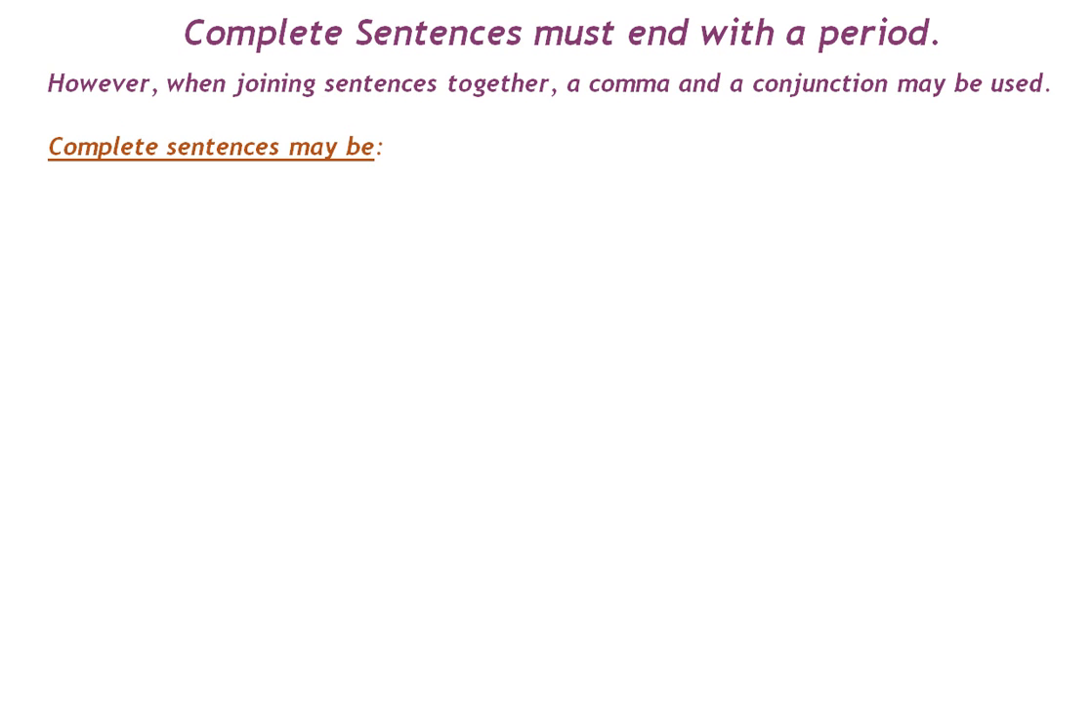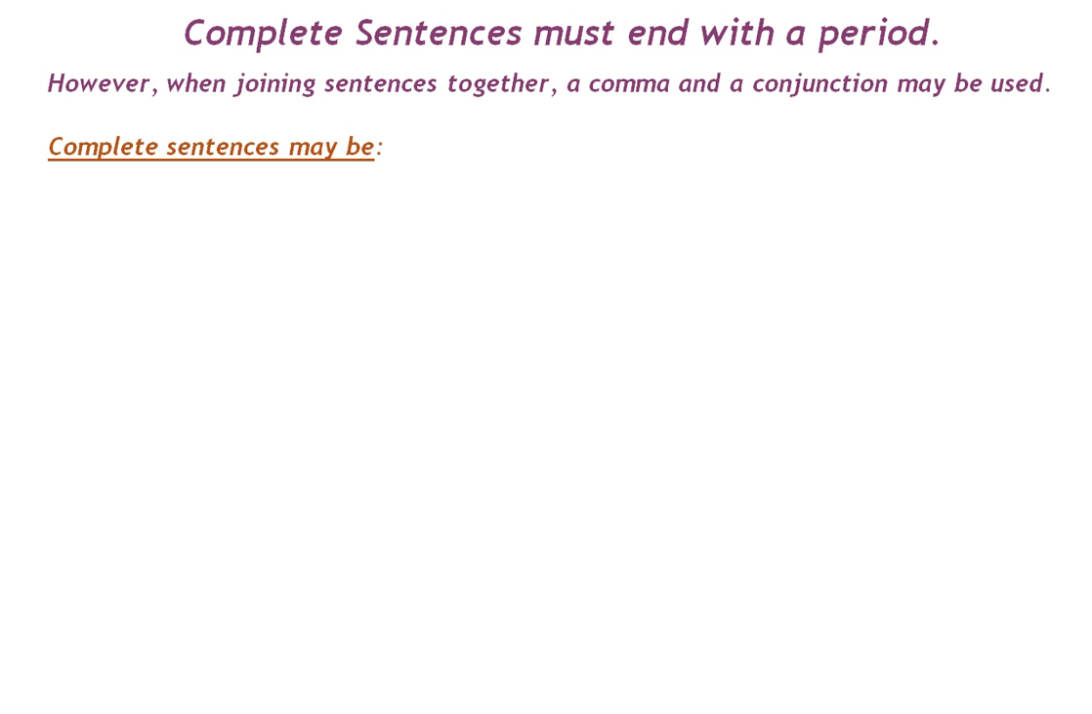However, sometimes you can use a comma after a complete sentence only when you're joining two sentences together with a conjunction. So remember, it's okay to use a comma between two complete sentences when you're joining them together with the conjunction. Other than that, you always need a period after a complete sentence.